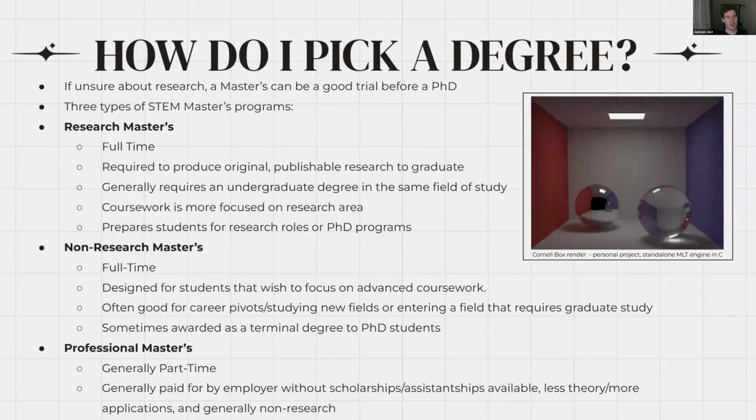And then I'll quickly go through this. How do you pick the degree? There's a couple different types of masters. There's research masters, non-research masters, and professional masters. I'm going to focus mostly on the research and non-research because those are the most applicable to people coming out of college. Professional ones are paid for by your company generally, and you normally do it to get a promotion.